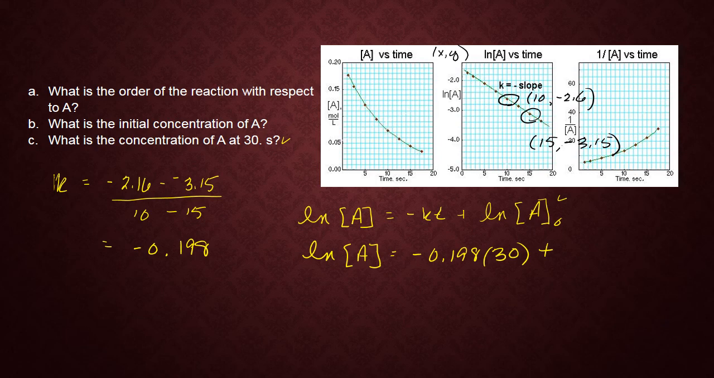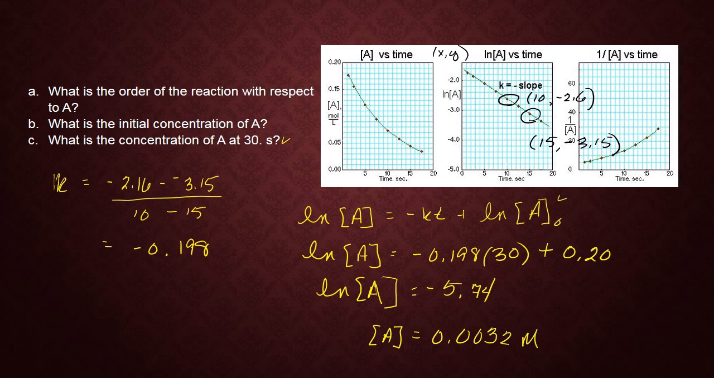0.20. Okay, ln of A then is going to equal negative 5.74. Raising both of these to the e, A gives us a concentration of 0.0032 molarity, which makes sense.